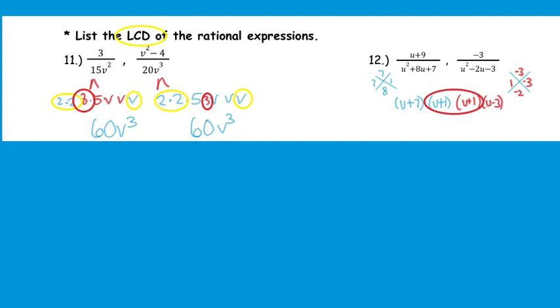Which shows me that they both have a u plus 1 in common. So that's one of our factors already. And then the first term is going to miss the u minus 3, and the second term is going to miss the u plus 7. So this makes up our lowest common denominator, what they would all need to have.